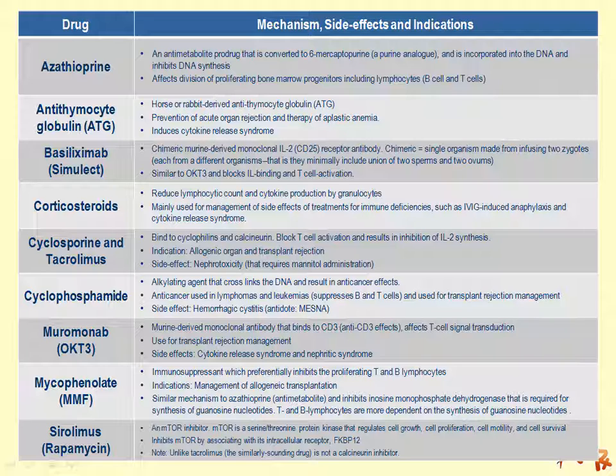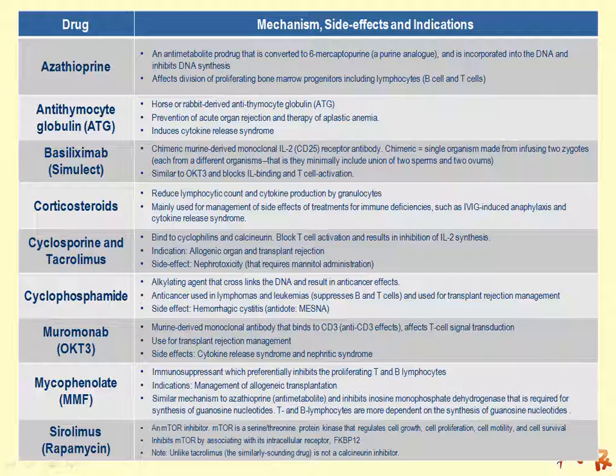Then we get to anti-thymocyte globulin, ATG. This is a horse or rabbit-derived anti-thymocyte globulin. It's used for prevention of acute organ rejection and therapy of aplastic anemia. Must know side effect is cytokine release syndrome. Do you expect the ATG to cause serum sickness? Of course you do, because this is these days one of the major causes of serum sickness.